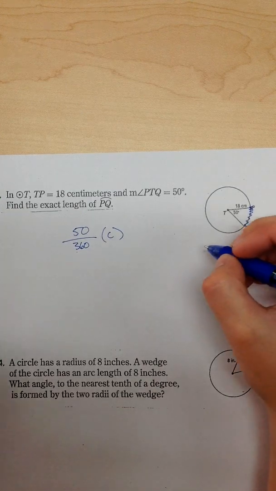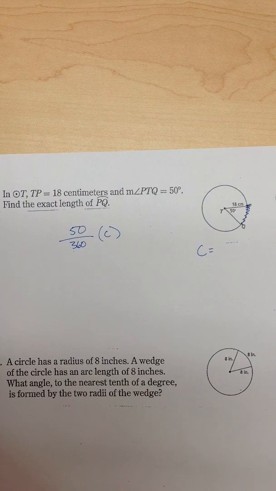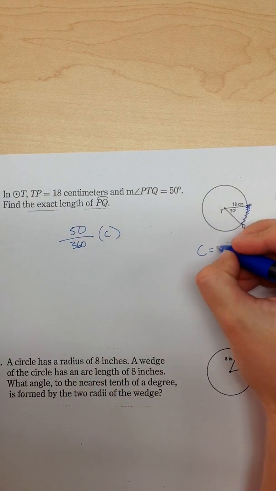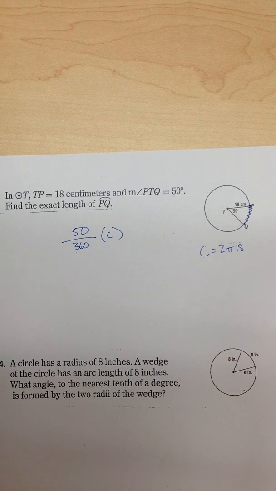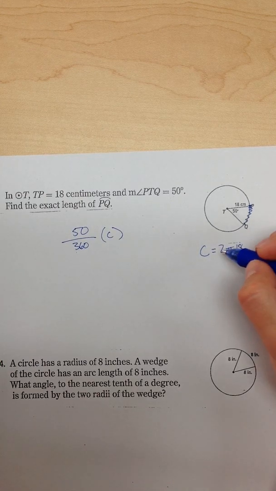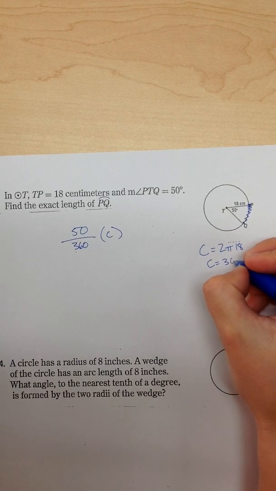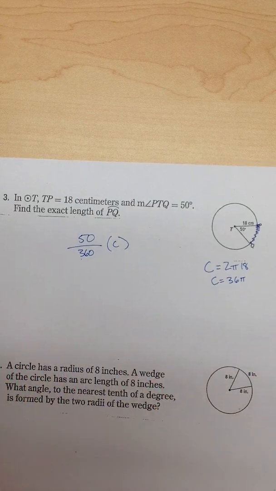So to find circumference is 2 pi r, and I'm using 2 pi r because we have a radius here. So 2 pi and our radius is 18. If they gave us a diameter, we would just take that times pi. So if I take 18 times 2, that would be 36. So our circumference is 36 pi. And I'm leaving it with the pi because they want exact answers for this.